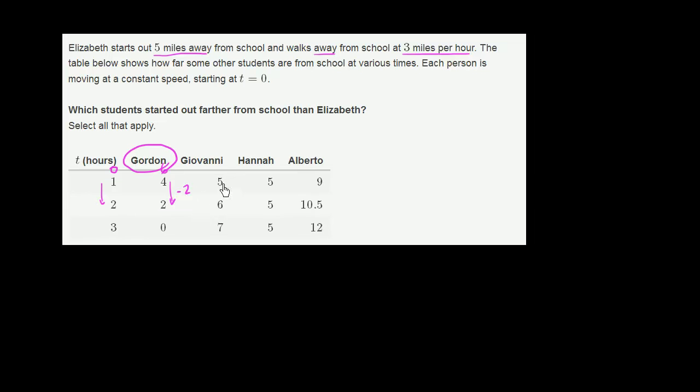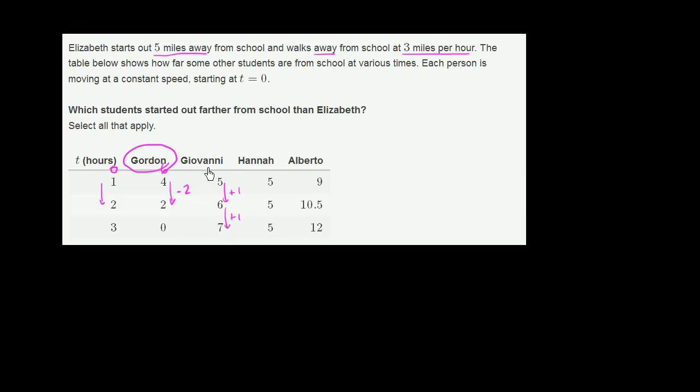Now let's think about Giovanni. So at time 1, he's 5 miles away from school. Then after 2 hours, he's 6 miles away. So he's getting further from school. So this is a +1. And then after another hour, he is 7 miles away. So every hour that goes by, he's a mile further. He's going 1 mile an hour away from school.